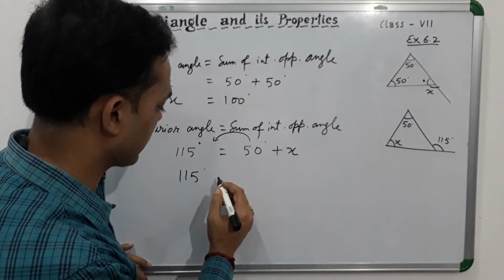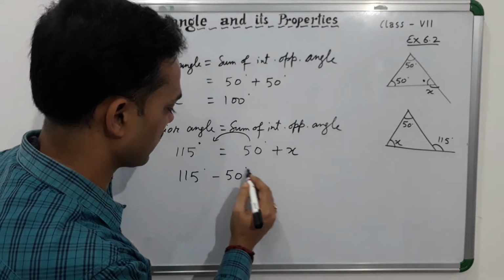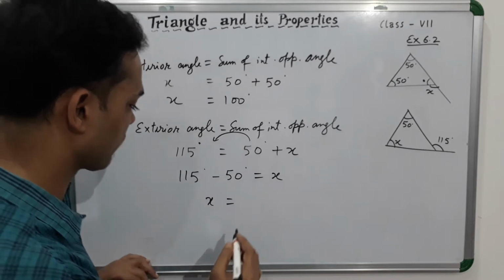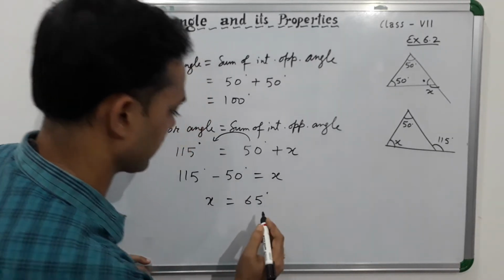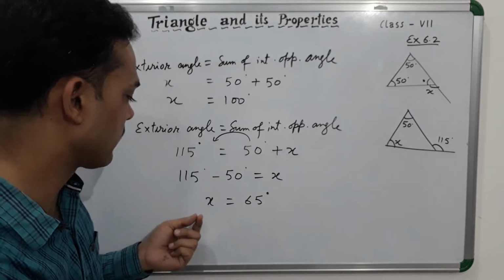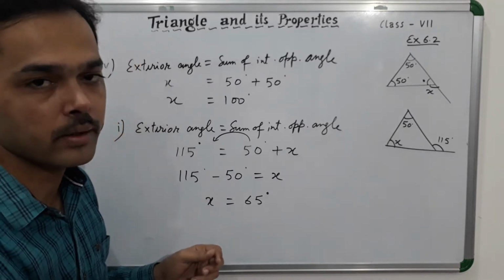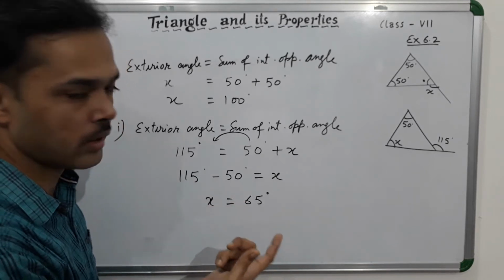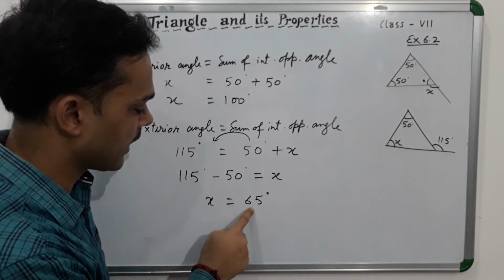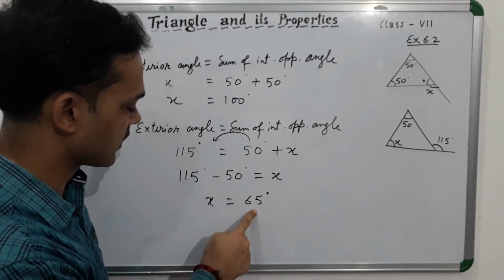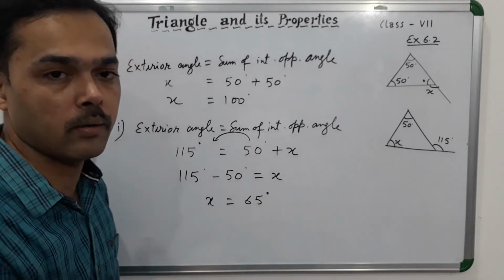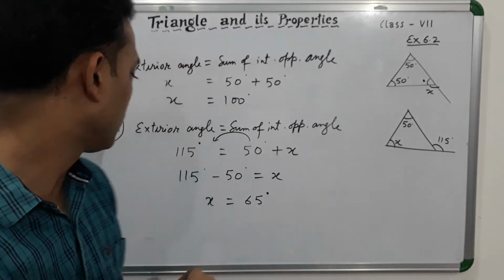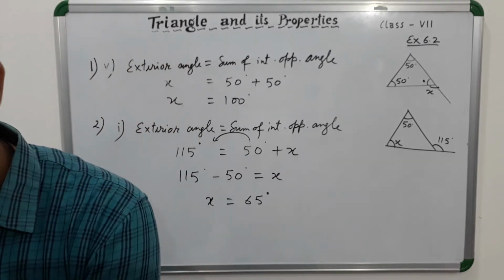So when it gets transposed, it will become 50, and this is equal to x. In this way, x equals 115 minus 50, which is 65 degrees. So in this way, you find the value of x over here as 65 degrees. If you want, you can also add these two angles to cross-check whether you have done it correctly or not. So if you add 50 and 65, 50 plus 50 is 100, and the remaining 15 will give you 115 degrees.